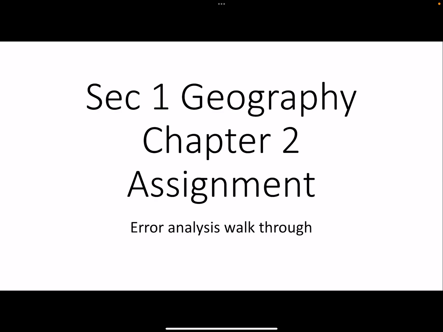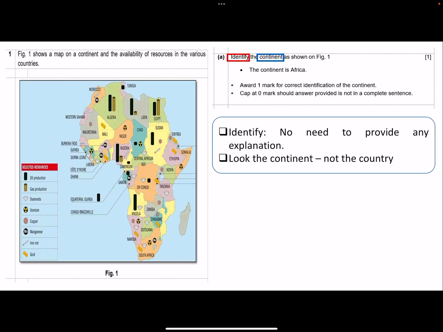Okay, this video covers the Sec 1 Geography, Chapter 2 assignment. We will be looking at your error analysis as well as doing a walkthrough for your revision. So question one is a data response map stimulus question.